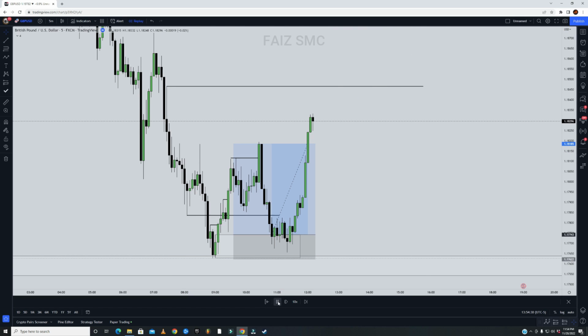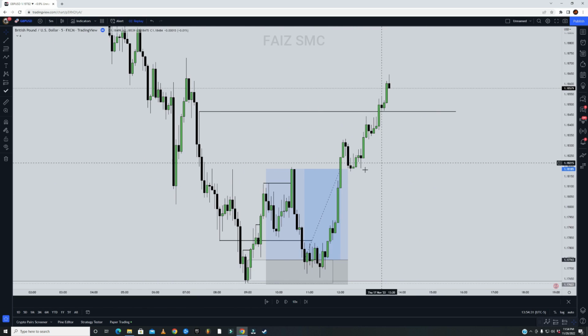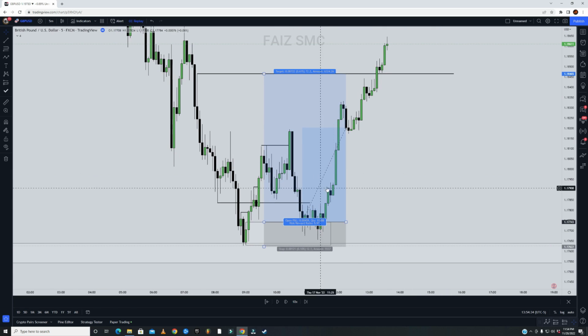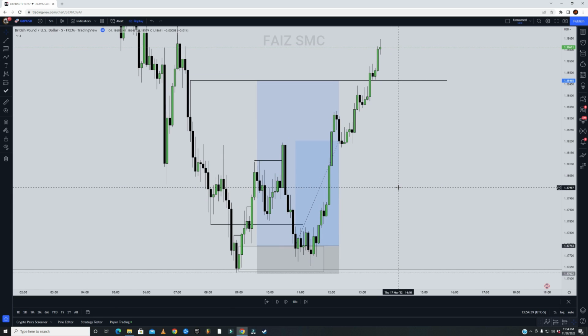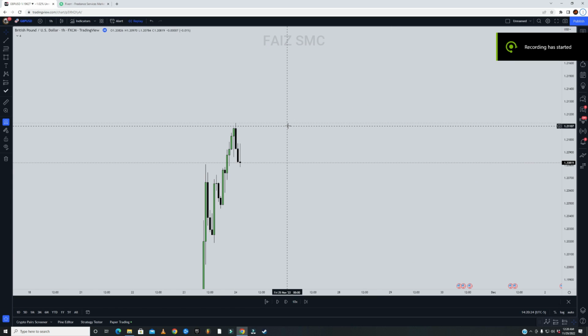All right, so now we have our second target here. Let's see if price goes here. I'm not sure if it does. Okay, it does. So if you targeted this level, this would have been a 6 risk to reward trade. And let me give you guys another example. All right, guys, so here is example number 2.